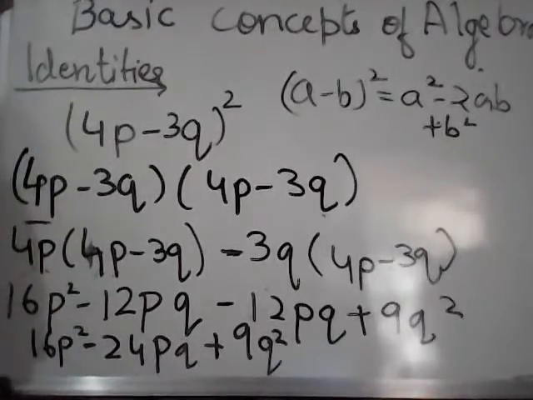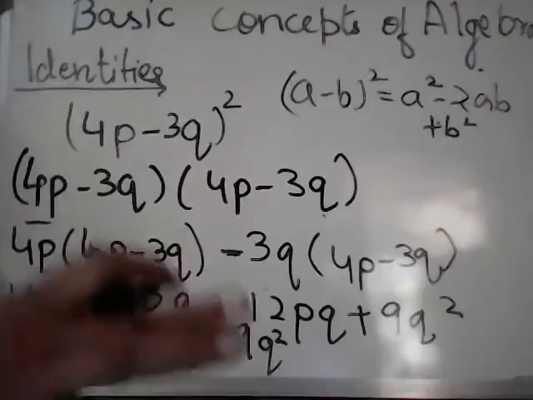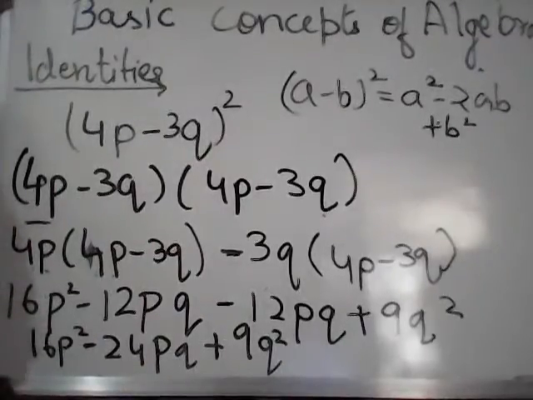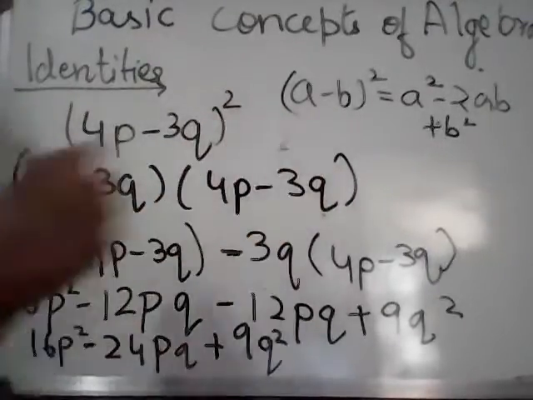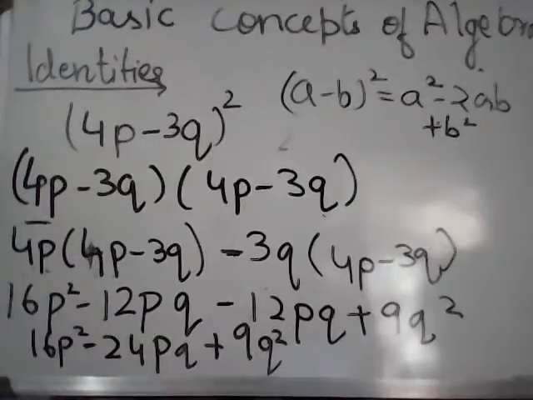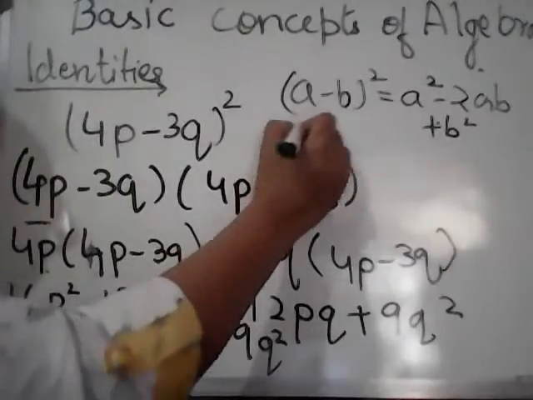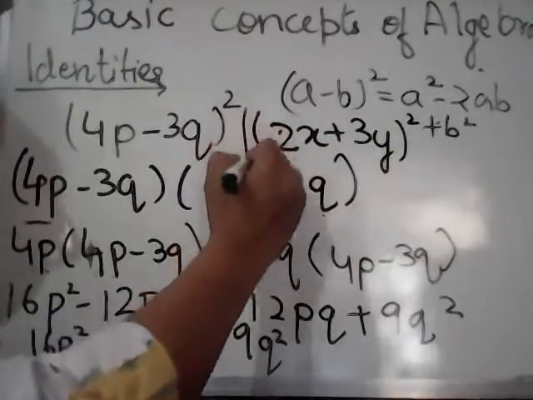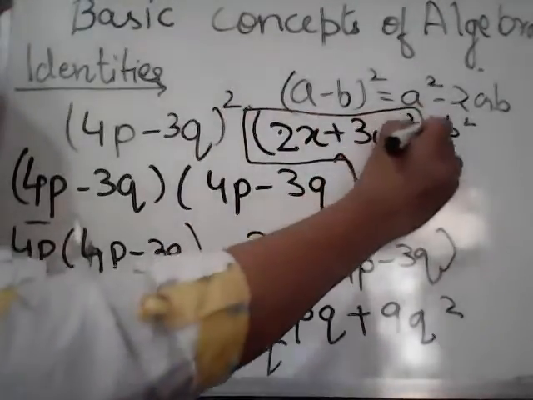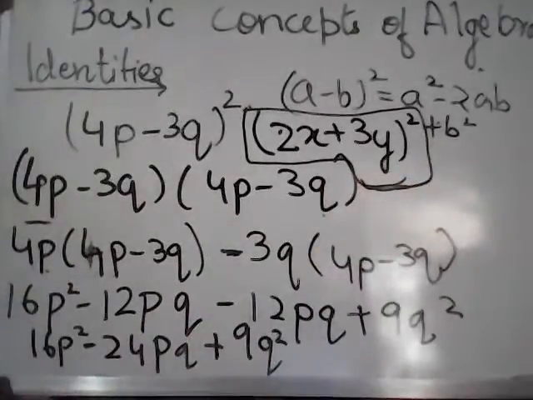We'll take a 5 minute break. You can have a look at this question and try to do it. I'll give you one question and try to do that question yourself. 2x plus 3y whole square. Do this question both by using the identity and normally by multiplying it. Okay?